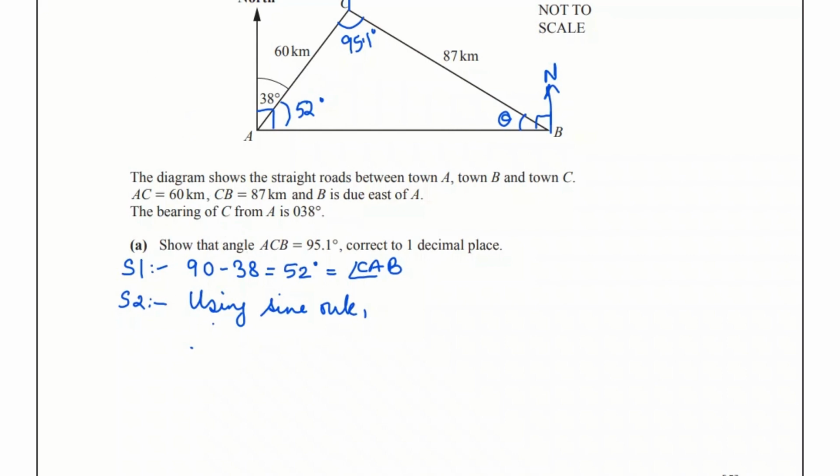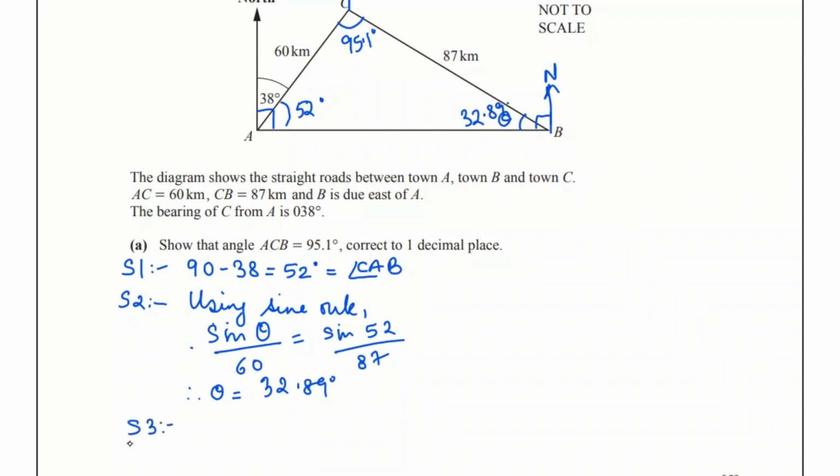Okay, now using sine rule, sine theta upon 60 is equal to sine 52 upon 87. So finally we get theta as 32.89 degrees. So we get this as 32.89 degrees.